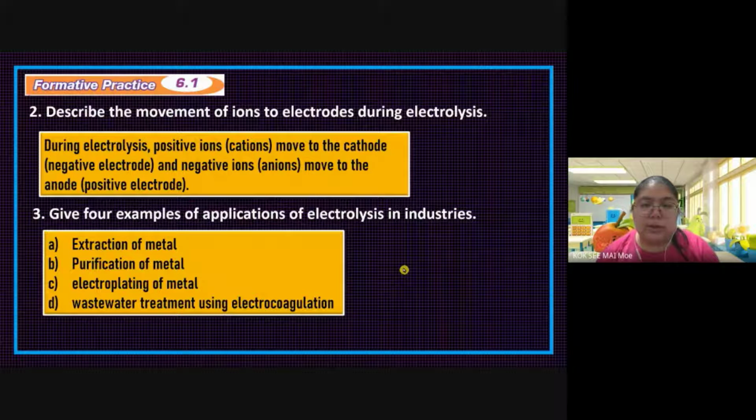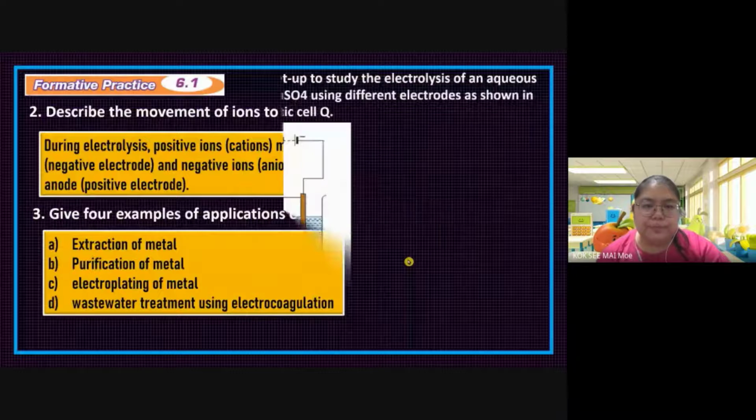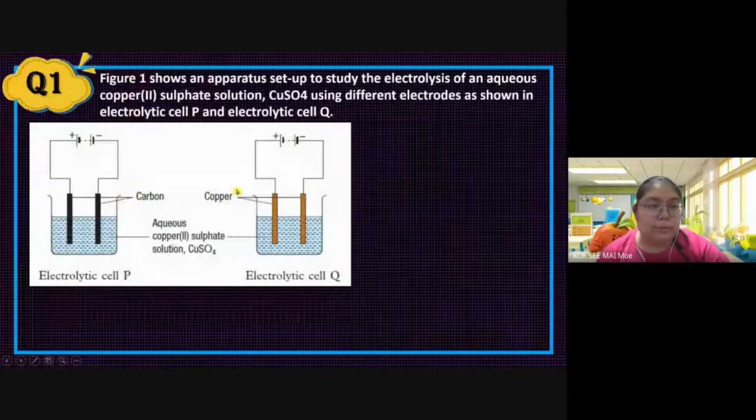Okay, so this one is 6.1 now. What you need to do? Okay, so after 6.1, 3 questions you finish. So I want you to see the summative practice. Summative practice, you got 2 questions you need to complete. Okay, what are the 2 questions? That's number 1 and number 2. You can see.